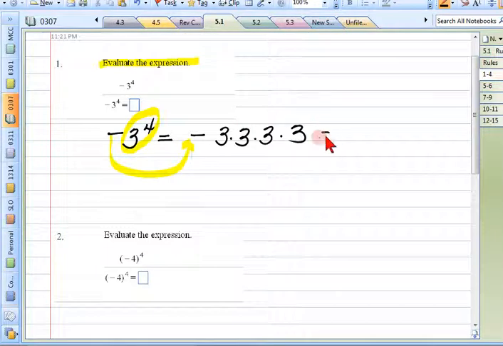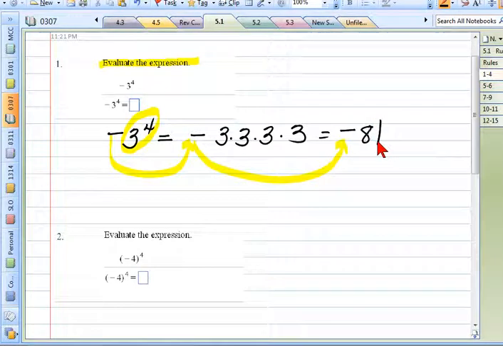So basically, if it's not in parentheses, being negative is irrelevant. The negative out here is simply going to travel along with the answer, and it in no way impacts what you get over here. So this negative will travel all the way over here, no matter what, and then I have 3 times 3 is 9, times 3 is 27, times 3 is 81. So it's negative 81.